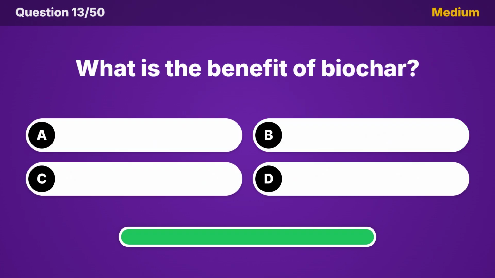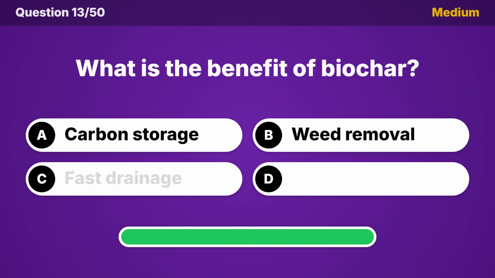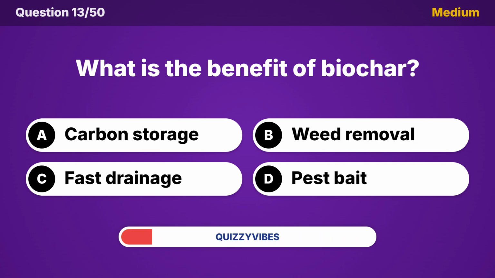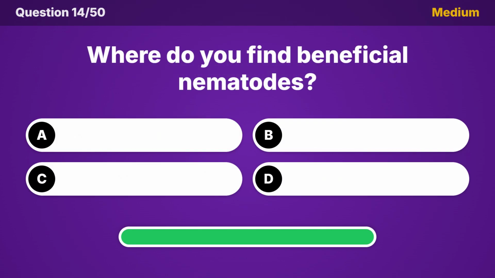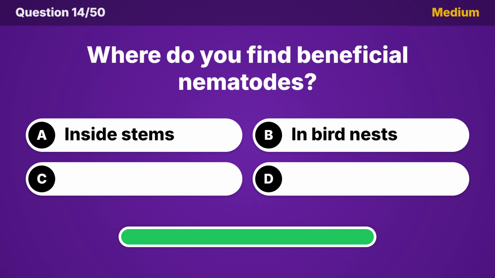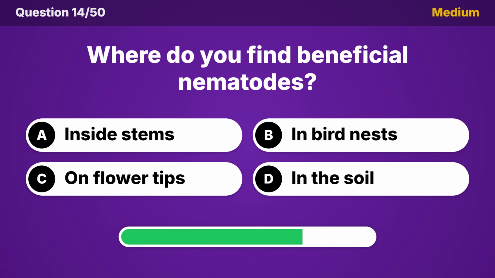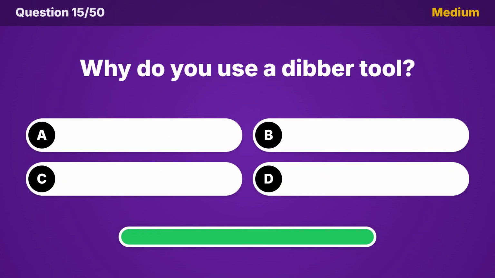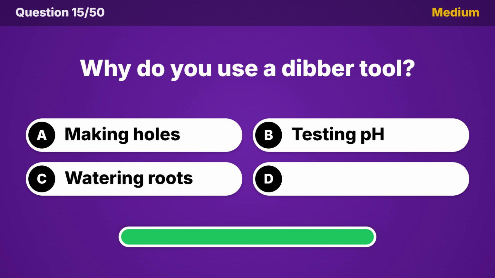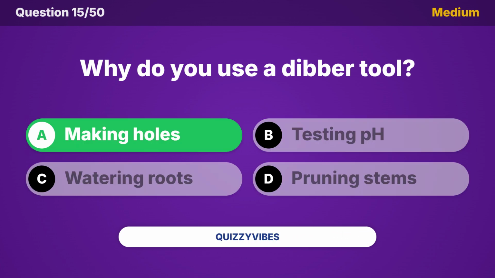What is the benefit of biochar? Time's up! It's carbon storage! Where do you find beneficial nematodes? The answer is in the soil. Why do you use a dibber tool? And the answer is making holes.